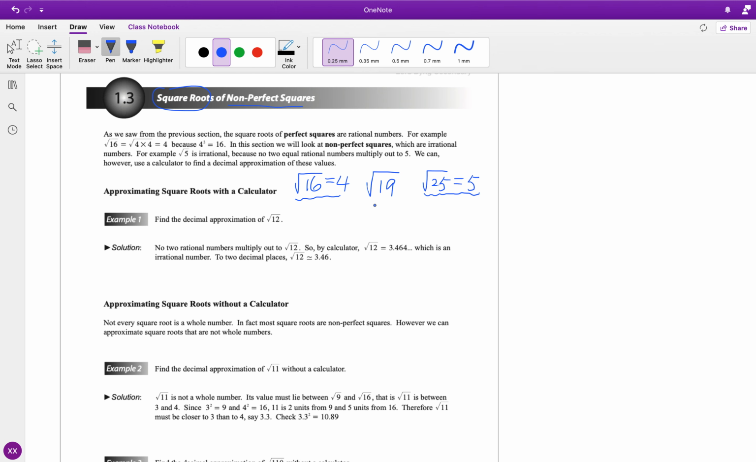Now in 1.3, we're trying to think, how do I find the root of 19? Of course, if you use a calculator, that's not a problem. Punch it in and get the decimal number, and that's fine. But in this section, we're going to learn how we can estimate roughly what the root of 19 should be, approximately how much it should be. That would strengthen our number sense.